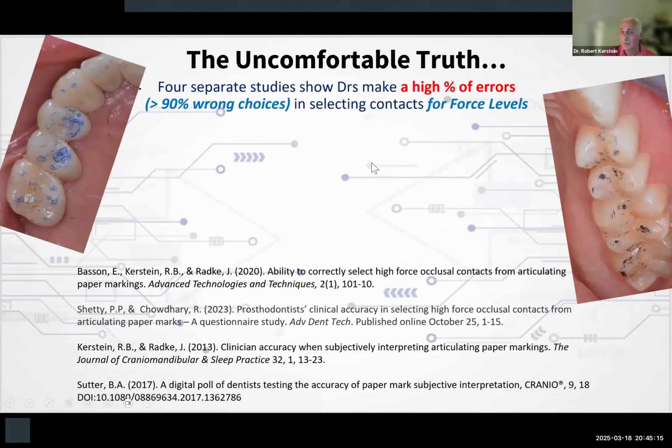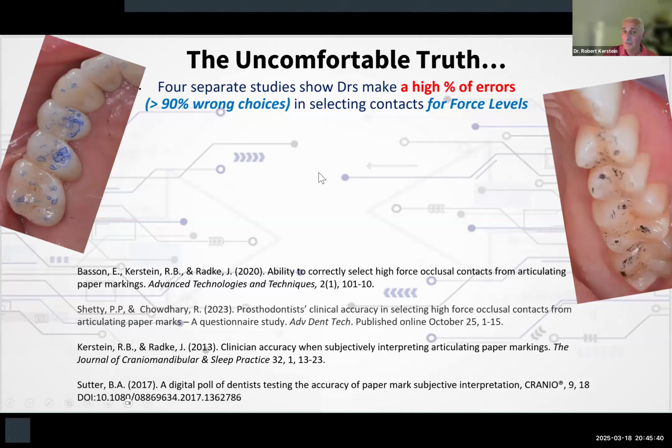Patient gets a new crown. They say it's high. So we go in and we mark it with carbon paper, and they tap, tap, tap, and we choose the spot we think it is. And then the patient says, no, it's still high. We chose the wrong place. We didn't choose one where the patient says, yeah, that's better. It's not gone, but it's a lot better. And so when you choose and it's still high, you chose the wrong place.